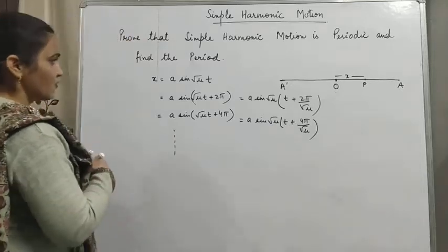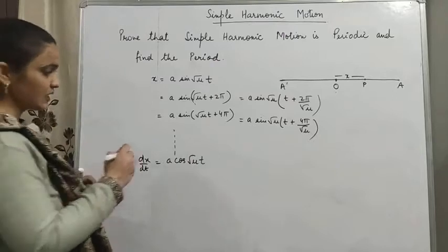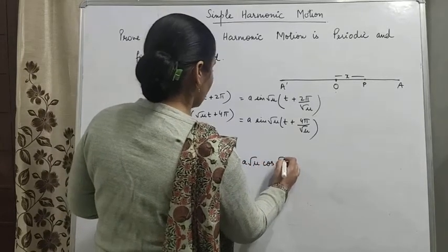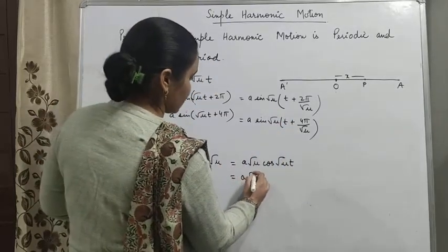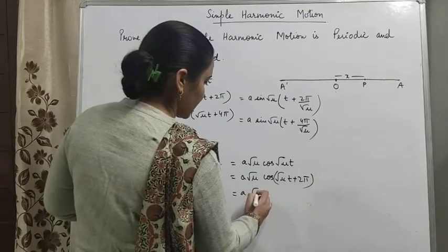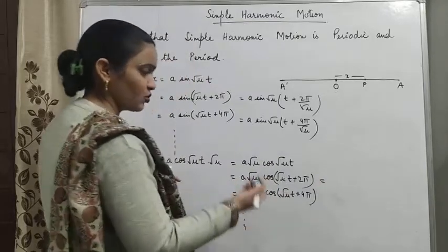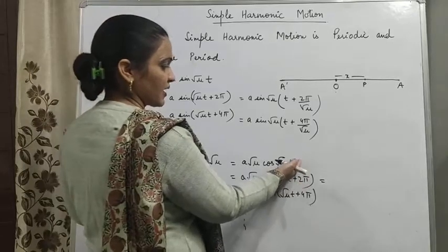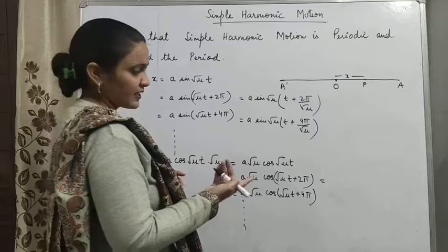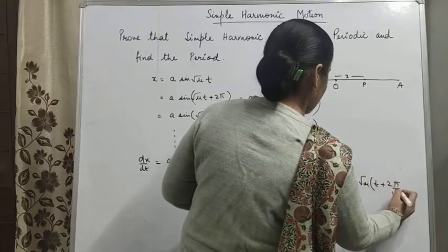So let us now find the velocity. Differentiating, dx by dt is equal to a cos root mu t into root mu, the derivative. So this is equal to a root mu cos root mu t. This can further be written as a root mu cos of root mu t plus 2 pi, the same. This can further be written as a root mu cos of root mu t plus 4 pi, the same, and so on. After a gap of 2 pi the value stays the same, whichever way you write it. Again you will get dx by dt, the same position with the same direction. It means every expression is positive. So it is a root mu cos of root mu times t plus 2 pi upon root mu. Clear.